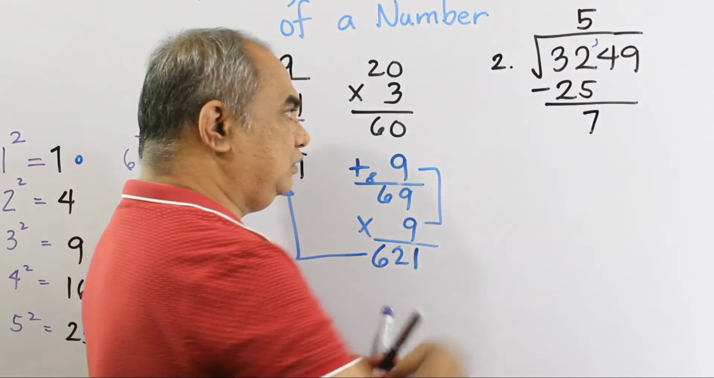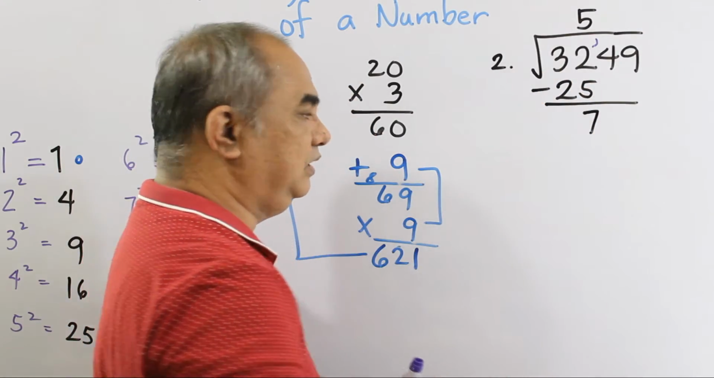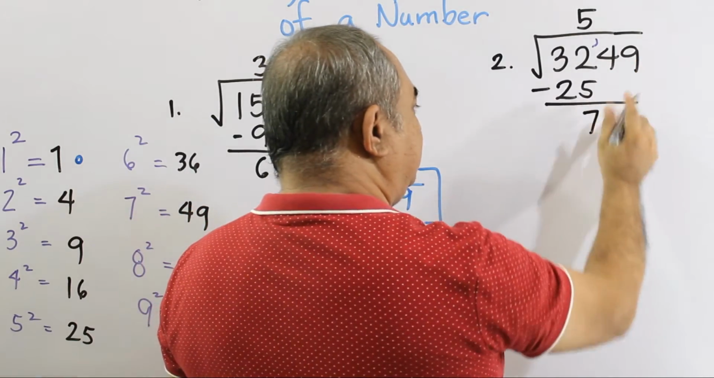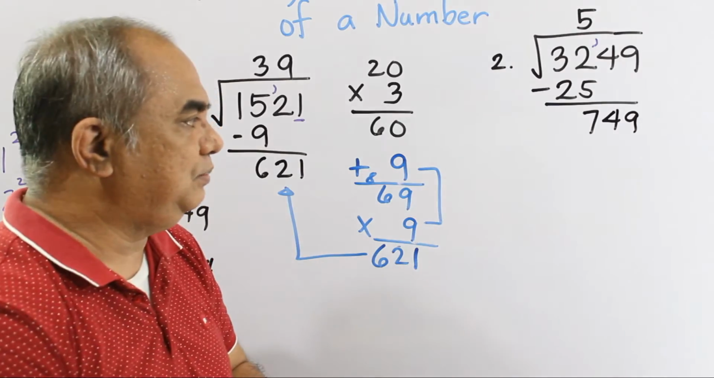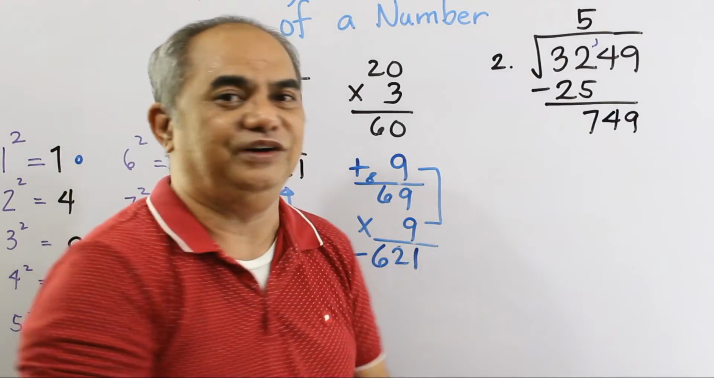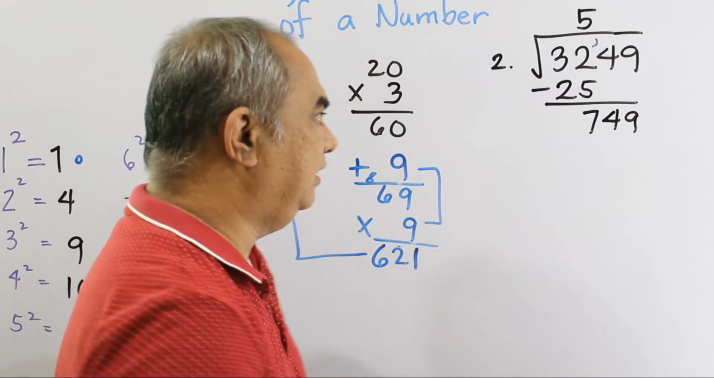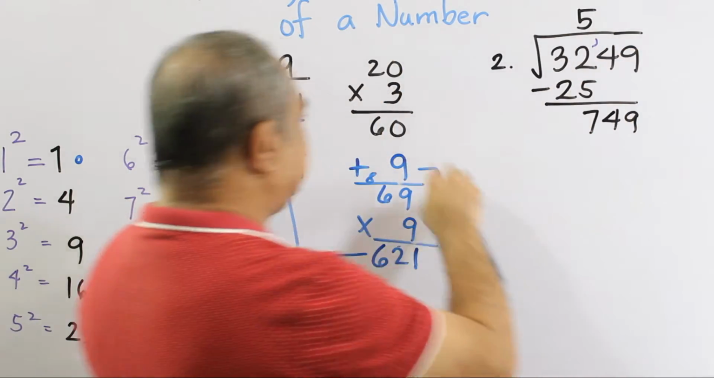Or if you want to check, 25 plus 7 will give you 32. And again, we bring down the 2 digits. And we stop here for a while. So your remaining number will be 749. We stop there for a while. So we get this number 5 just like what we did here.